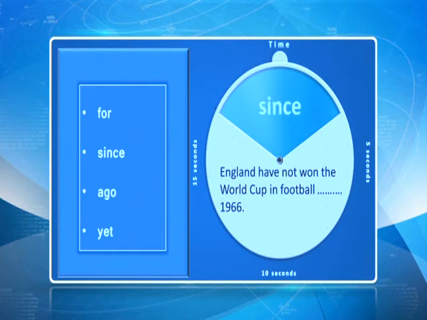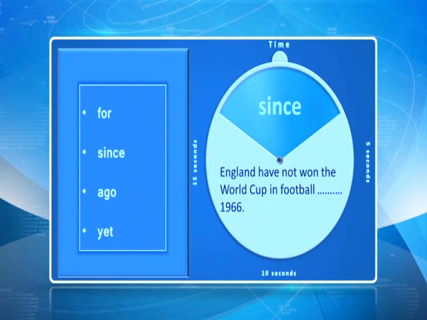Definitely since. Great. England have not won the World Cup in football since 1966. We used since here because it comes before a definite point in time. 1966 is a definite point in time. It is not a period of time. If it were a period of time, I would have used for instead.